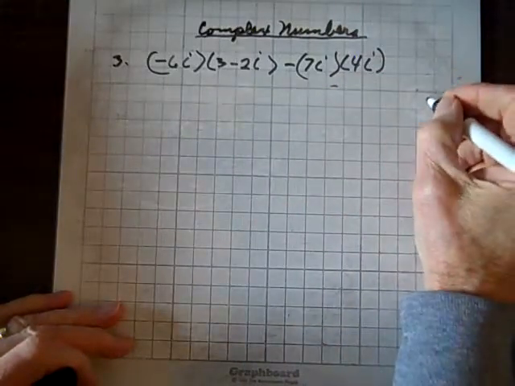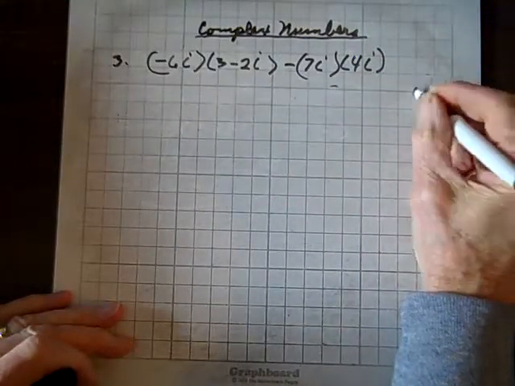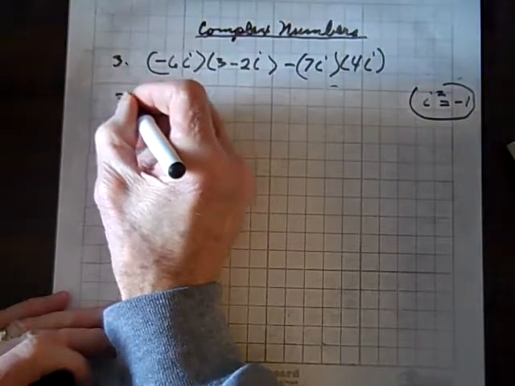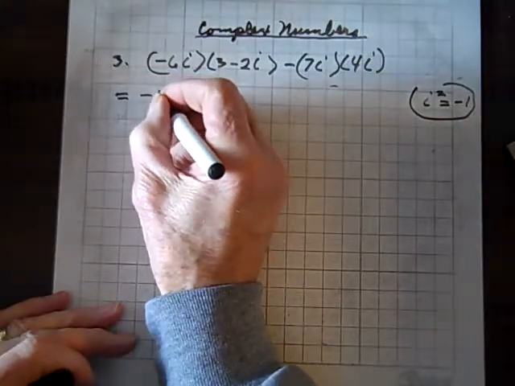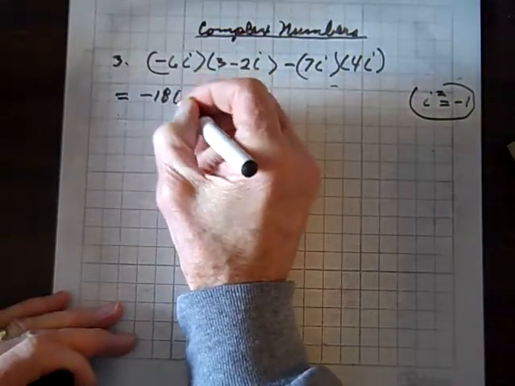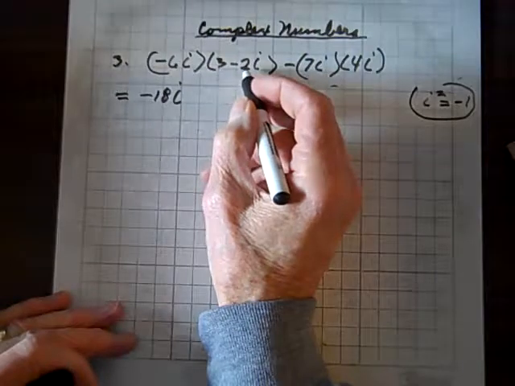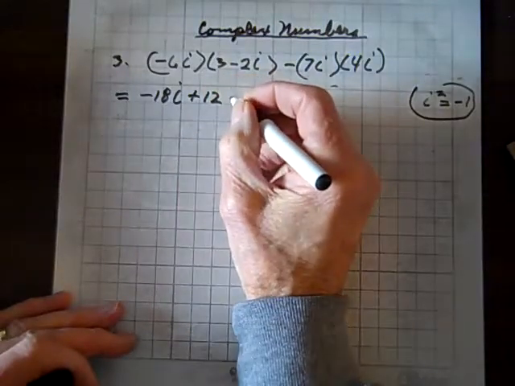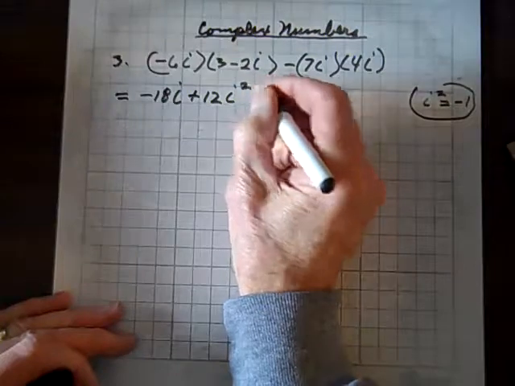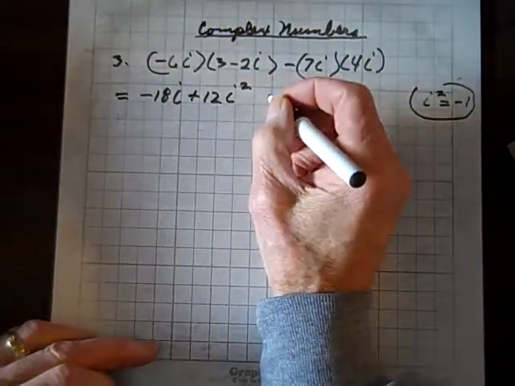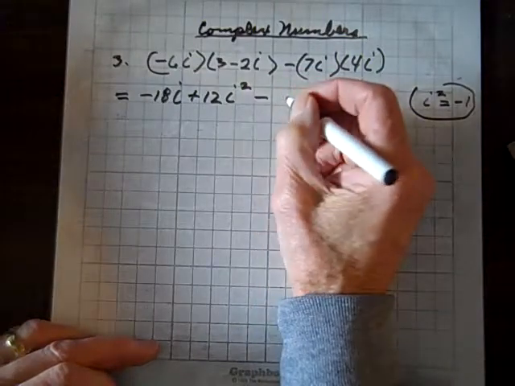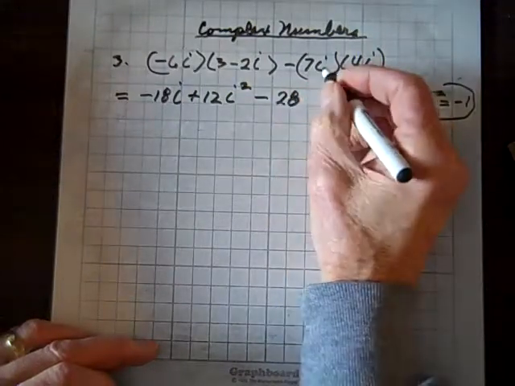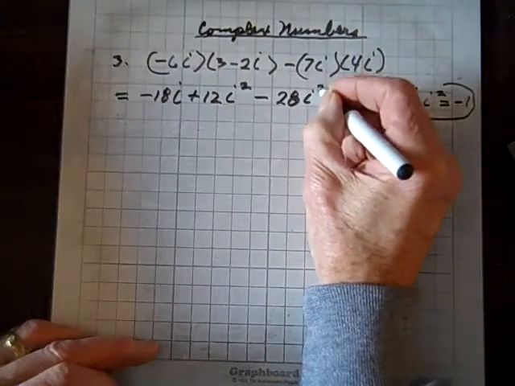So we know this, that i squared equals -1. Now we have -6i times 3, and -6 times 3 is -18, and we have this factor i. Now -6i times -2i is going to be a positive 12, and that's going to be i squared. i times i is i squared. And now let's move on, and we have 7 times 4 is 28, and i times i is i squared.